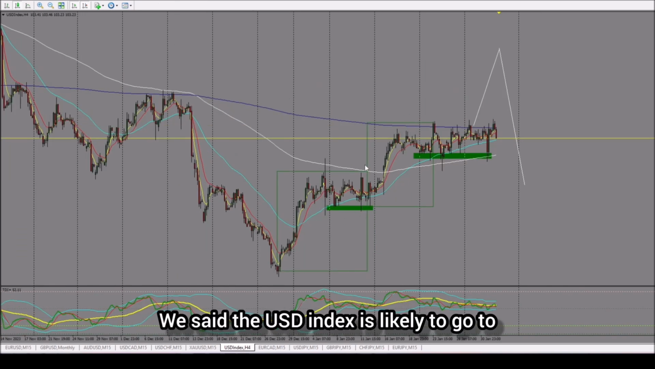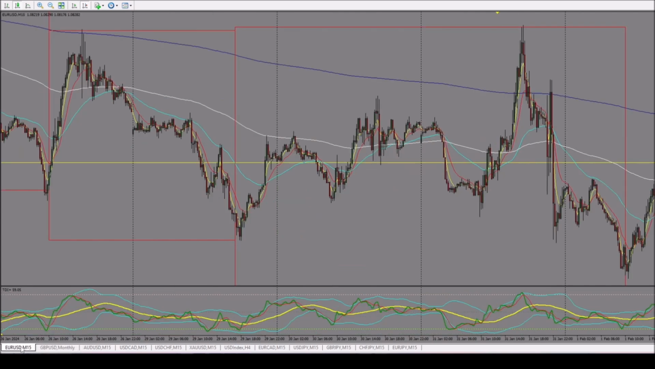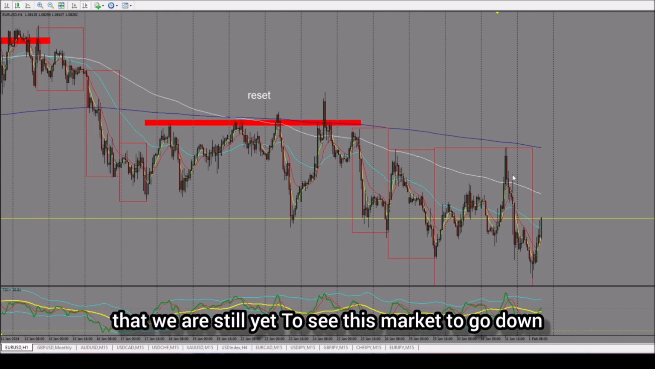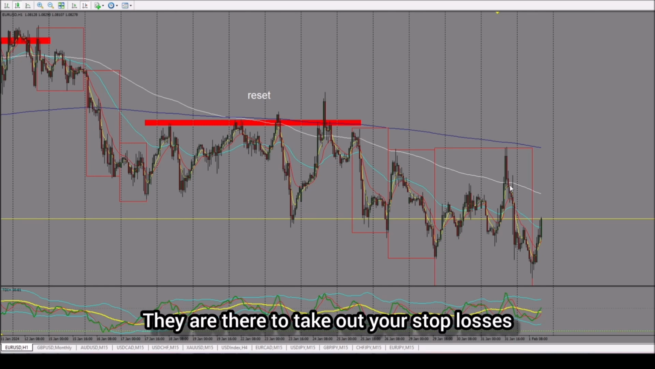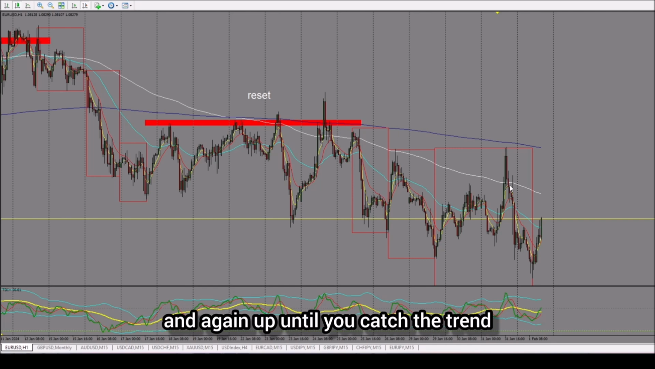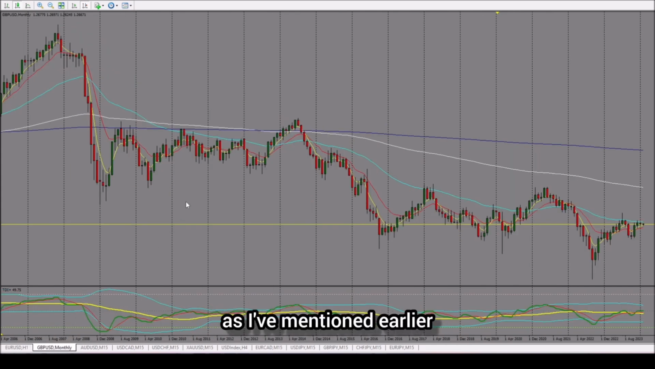We said the USD index is likely to go to the upside like that, and with that in mind, we were expecting to see Euro USD go to the downside like that. So you can see that we are still yet to see this market go down, but look at these spikes that are issued in the opposite direction. They are there to take out your stop losses, make you re-enter again and again until you catch the trend. So if you catch a trend and you can hold that particular trade, you are good to go. So basically, the first step, as I've mentioned earlier, is to count levels.